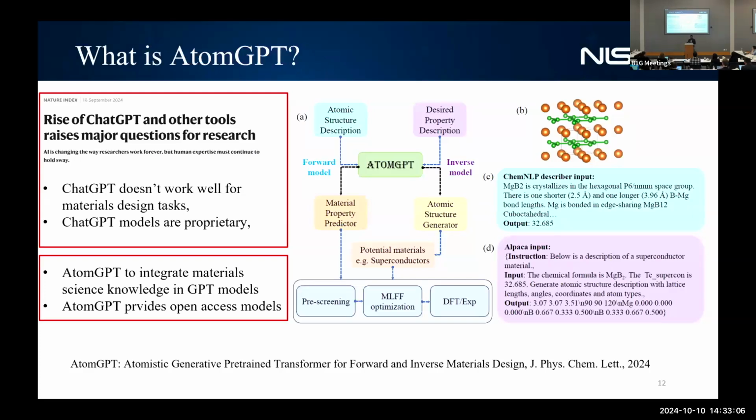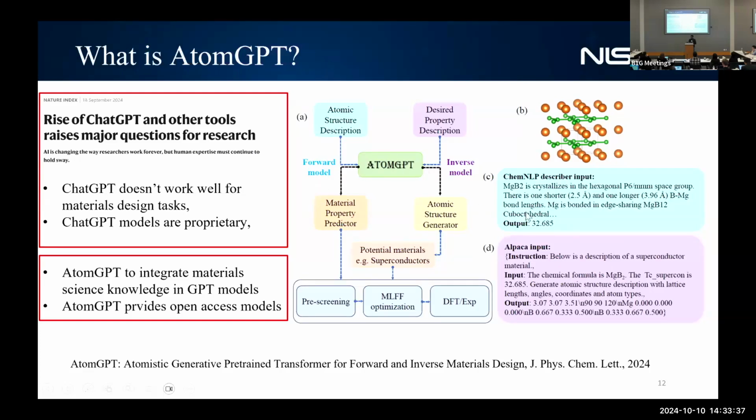Now, at this point, we have heard about ChatGPT. But if you look at the ChatGPT models and ask a prompt like, give me the superconducting transition temperature, it might not work very well. Also, the models are proprietary and they change every time. There is no guarantee it will be reproducible. This is a problem for the scientific community. So to solve these problems, we propose AtomGPT, which can leverage material science domain knowledge, and it's an open access model. It can be used for both forward material design and inverse material design.